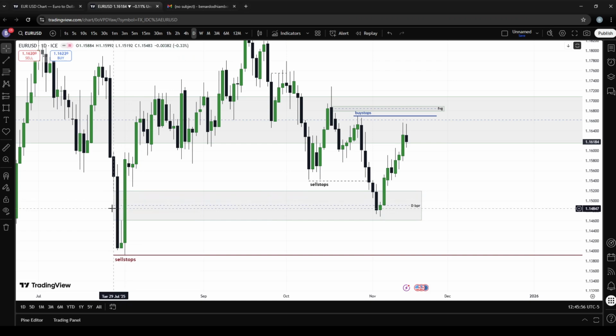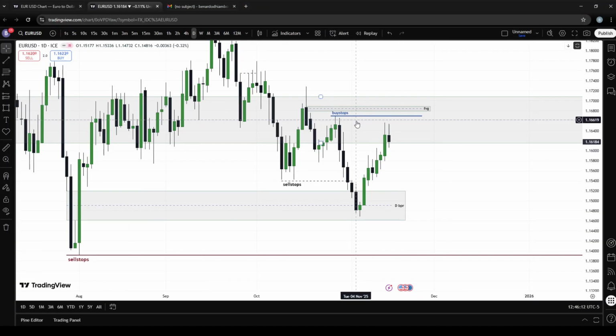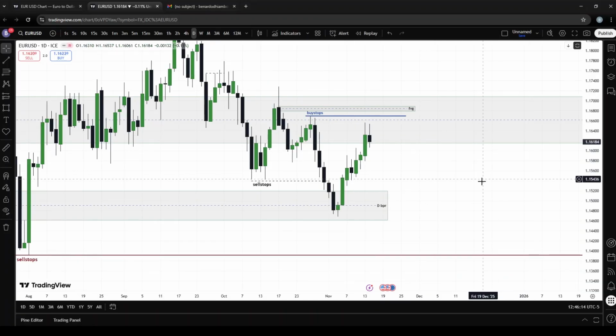As you can see, these sell stops being triggered and the balanced price range acting as our support, triggering higher prices. So we can see an old high, like our likely buy stops, and we can target these daily highs as our buy stops or our draw on liquidity.